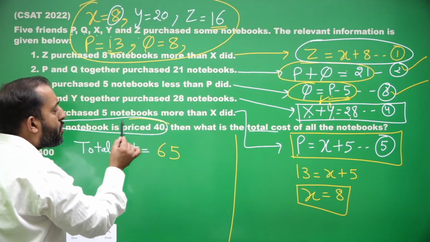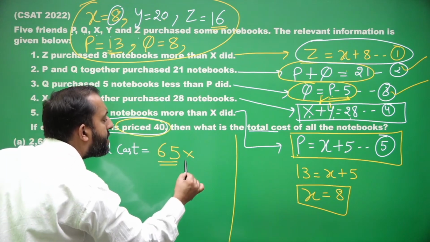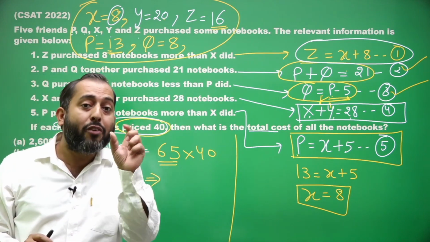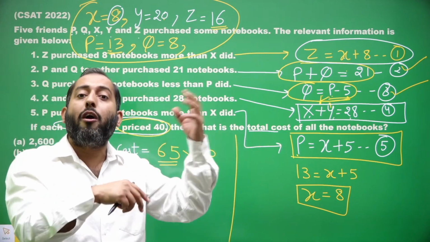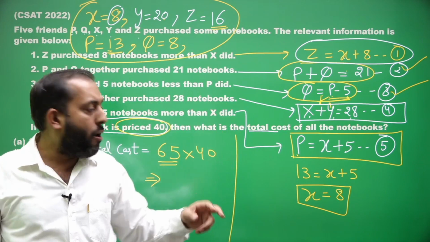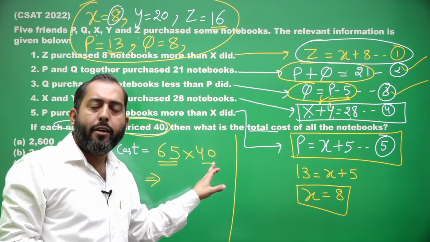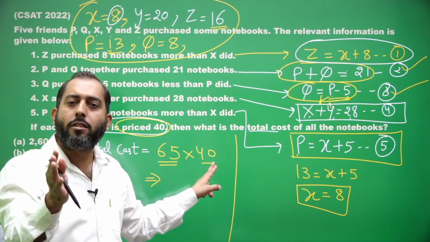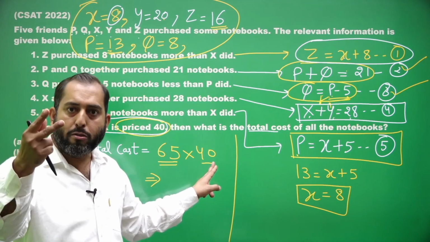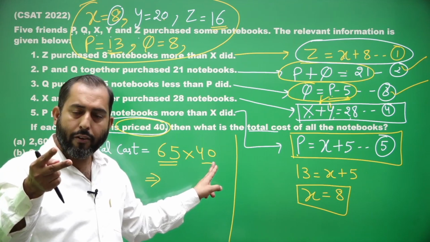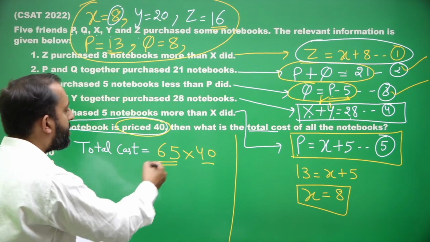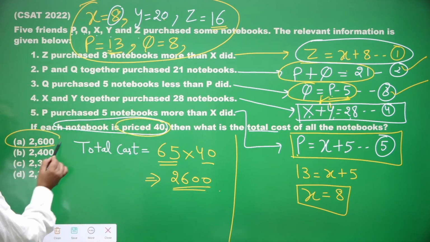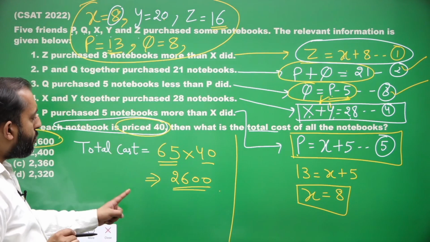Price of one book is 40. So price of 65 notebooks should be 65 into 40. Now what is double of 65? Double of 65 is 130. Now what is double of that? Double of that is 260. Now we are multiplying with 40, which means multiply 65 with 4 first. So multiplying 65 with 4 means you need to do the double 2 times. Double of 65 is 130, one more time double, 260. So 65 into 40 is 2600. So the total cost of notebooks should be 2600.